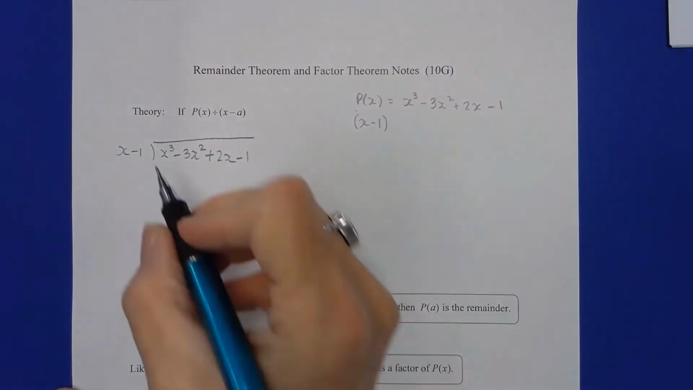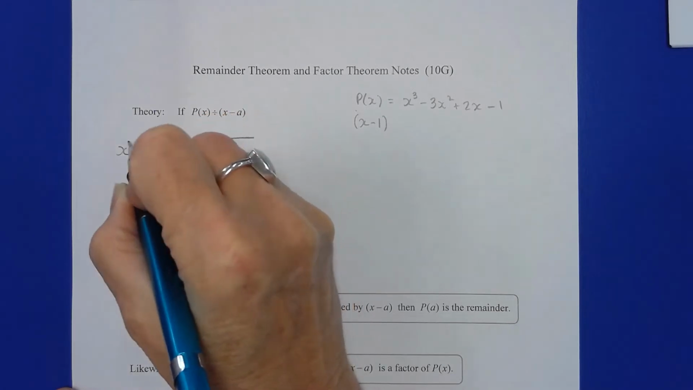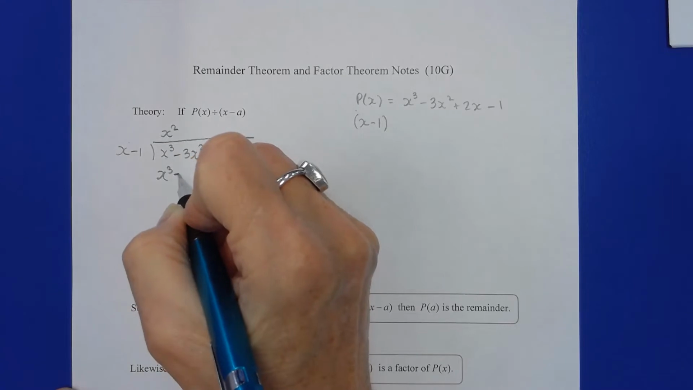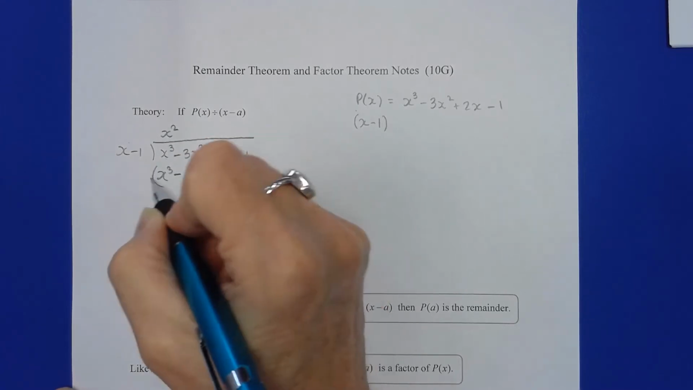All right, so I know that to get x cubed, I have to multiply by x squared. X squared times 1 gives me x cubed, and x squared times negative 1 gives me negative 1x squared. And then I'm going to bracket that, and I'm going to subtract.